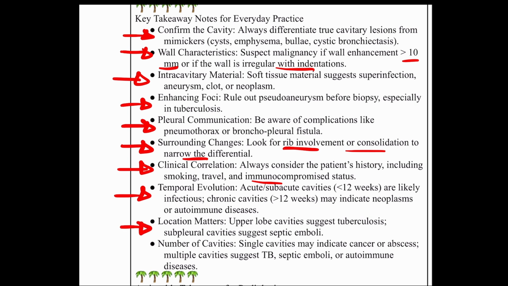Location matters. Upper lobe cavities suggest tuberculosis. Subpleural cavities suggest septic emboli. And of course, the number of cavities. Single cavities may indicate cancer or abscess. Multiple cavities suggest tuberculosis, septic emboli, or autoimmune disease.